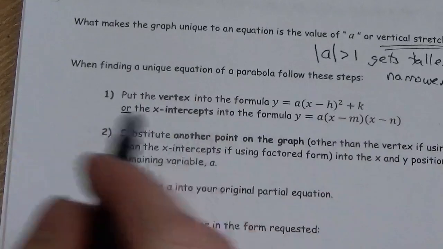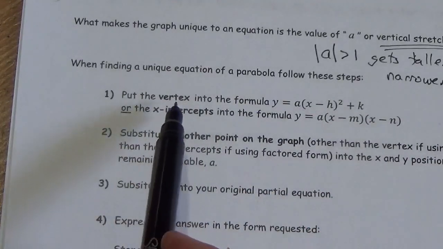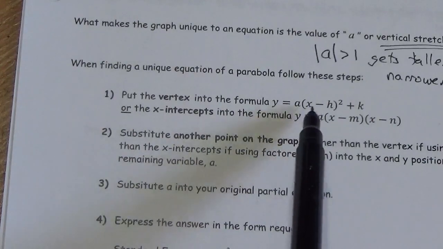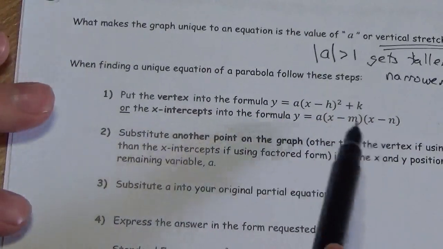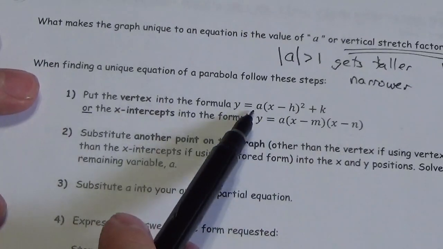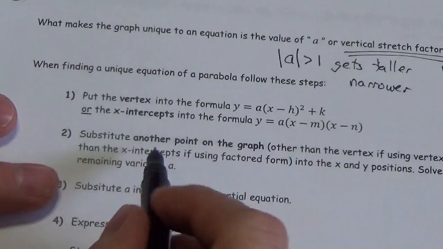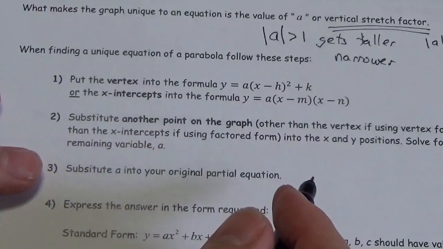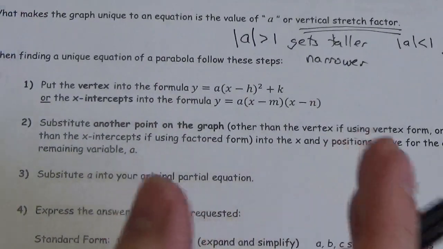So how do you do it? Well, it depends on what form you're going to use, but the steps are basically the same. If you've got the vertex, you plug the vertex into your vertex form, your h and your k. If you've got the x-intercepts, you plug your x-intercepts, your m and your n, into your equation. The thing you won't know is the a. So what you do is substitute another point from the graph, but it's important that you grab an appropriate point here.